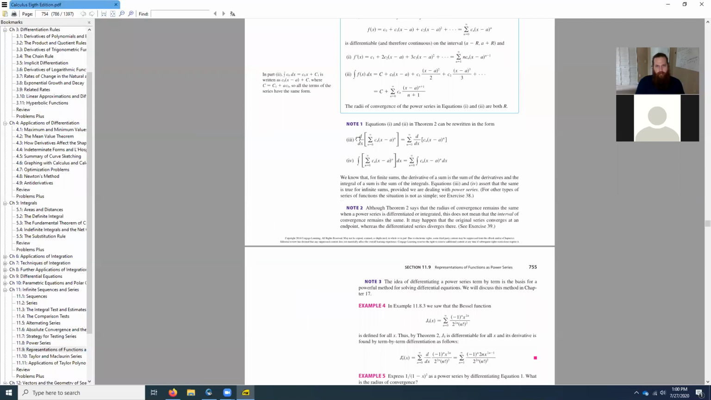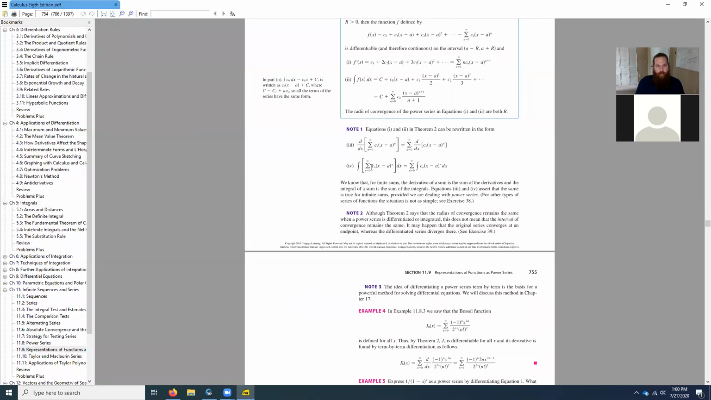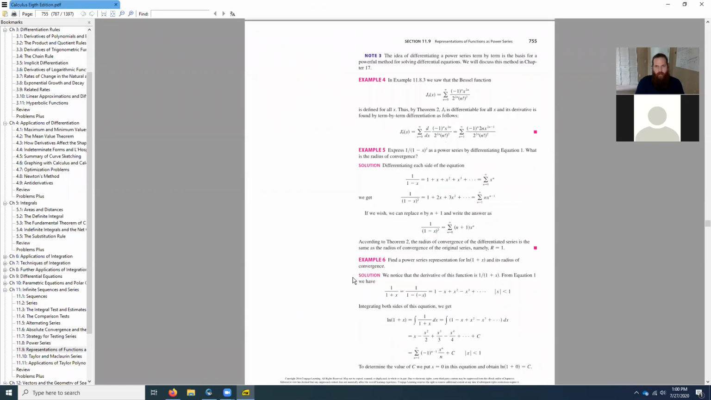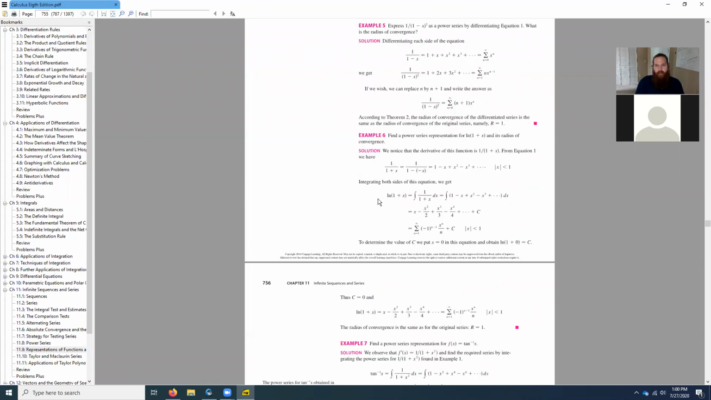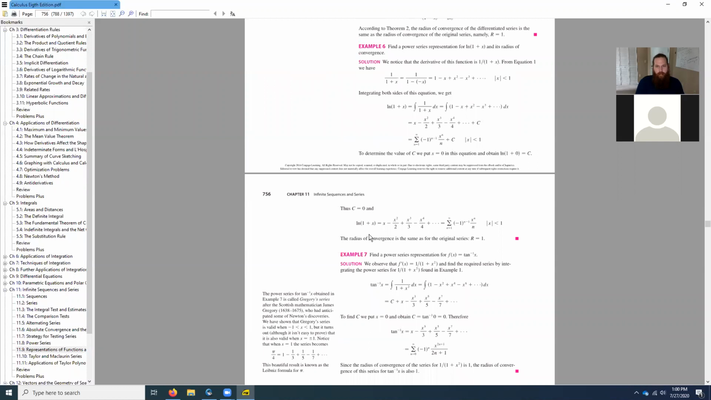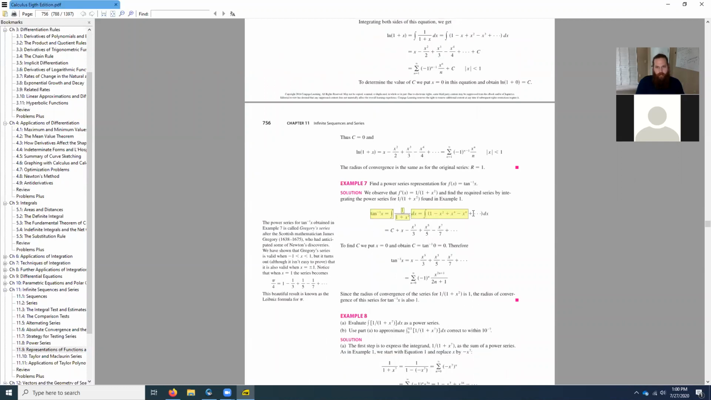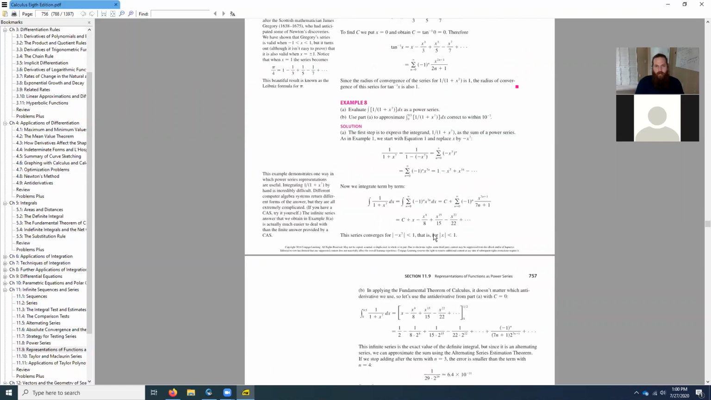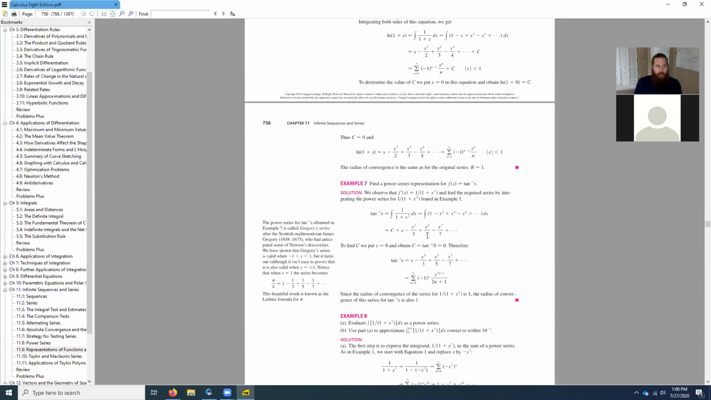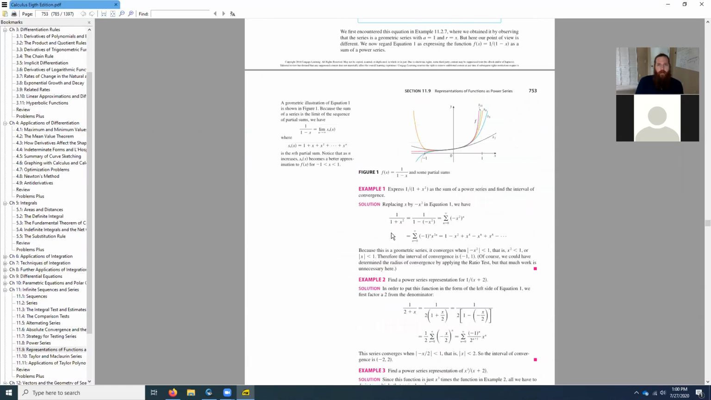So this looks scary, right? You've got an integral and then a series, or you've got a derivative and then a series. You've got these crazy things like Bessel functions that look terrifying. You've got integrals of series written out. It's a little bit scary. Here you're going to see the arctan series that we used. So please read 11.8 and 11.9.